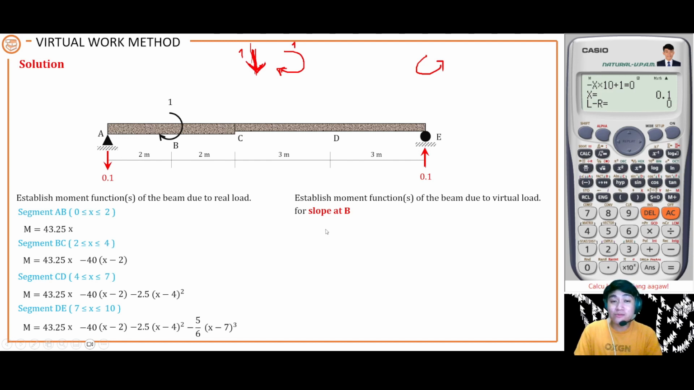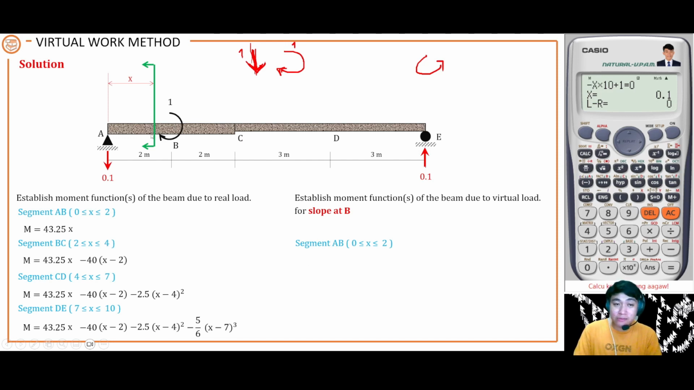So now we are going to establish moment functions due to these virtual loads, including the reactions. How many segments do we have? For this case, we only have two segments, because the only discontinuity of the loading is at point B. That is where the loads change. So we have segments AB and BE. For segment AB, let's cut the section here. Your x here is only applicable from 0 to 2 meters.